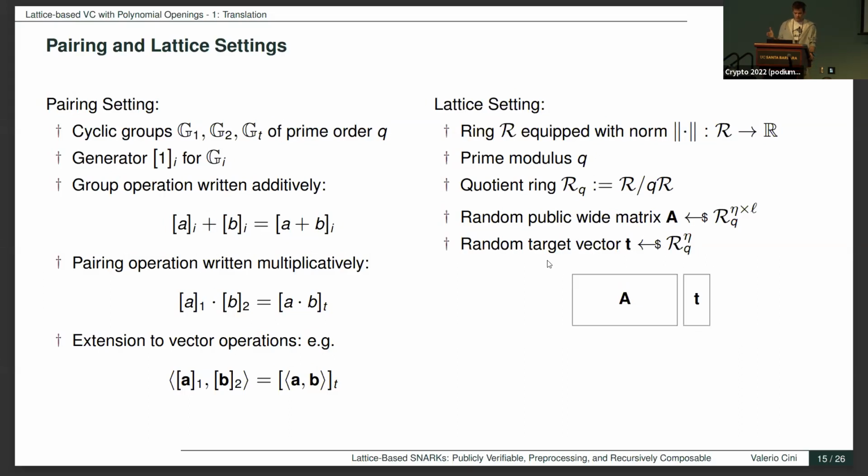In the lattice setting, we will have some ring R. We put some norm on it so that we can talk about the shortness of elements in this ring. We will fix some prime modulus Q and also work with the quotient ring RQ. And then in the public parameters of the lattice world, we will have some wide random matrix A and some target vector T of the same height as the matrix A.